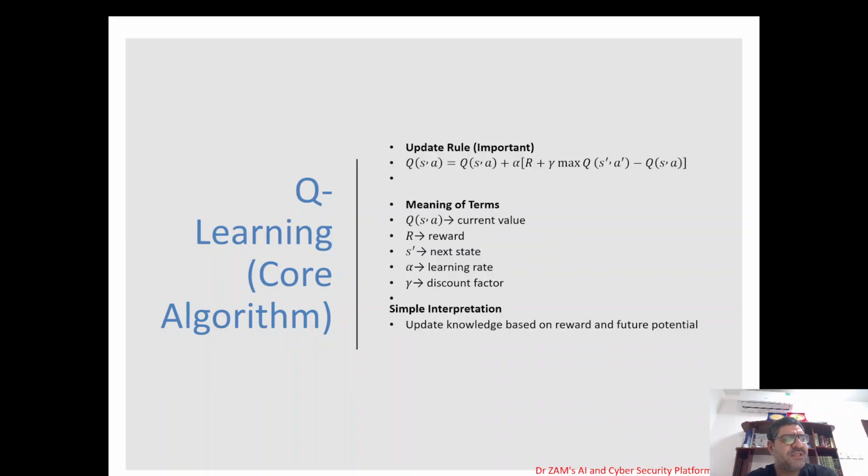This is exactly the same point where we had seen this mathematical expression and the terms that are given. Here we have the current value, R is the reward, S is the next state, alpha is the learning rate, and gamma is the discount factor. The simple interpretation: update knowledge based on reward and future potential. But first I would like to emphasize a few things. Learning rate and next state reward we have already discussed, and learning rate is also upcoming. But what is this discount factor?